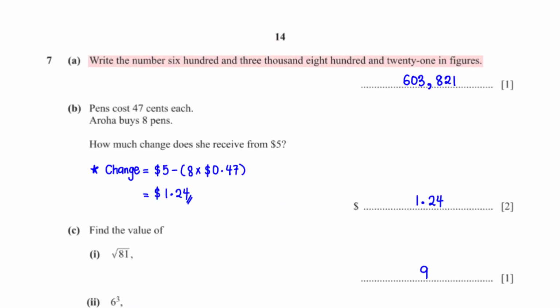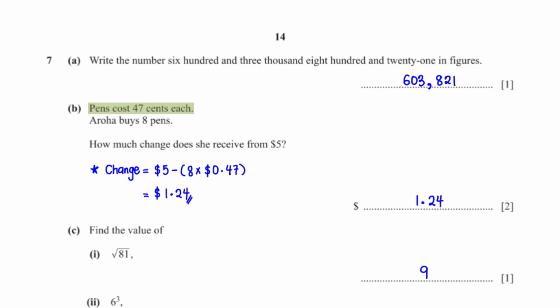Write the number 603,821 in figures. This is the number in figures. You can confirm this by typing 603,000 plus 821 into the calculator.